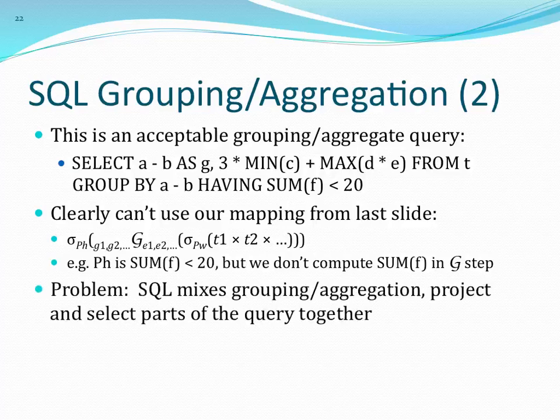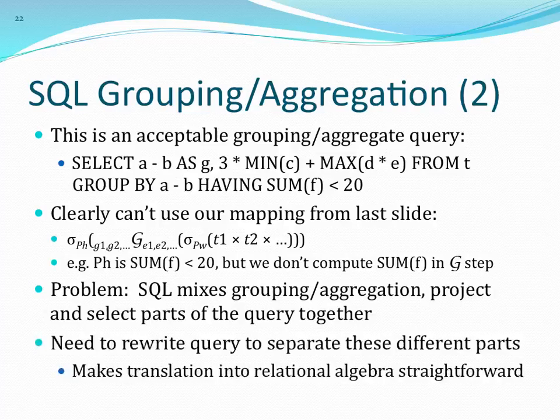And like I was saying, the reason is because select also includes aggregate expressions and projection. It mixes those two things together. Having includes selection and aggregates. And group by generally is well behaved. Group by is one of the things that you can anchor onto in this situation. So we need to translate this query in multiple steps to actually get it into a form that we can turn into a relational algebra expression.